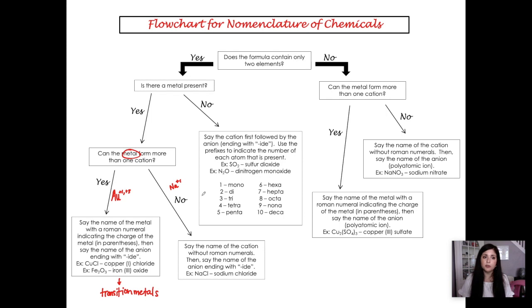So these are if there's metals present. If there's a metal, you just say the name of that cation with a Roman numeral if it needs it. And then you just say the anion ending with "ide." If, however, you have a non-metal present, so these are for non-metals only.